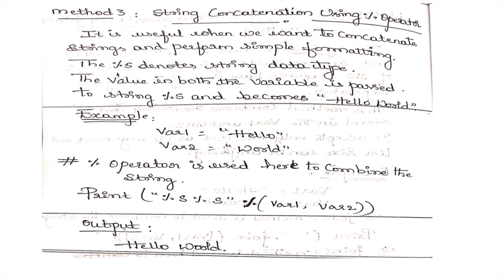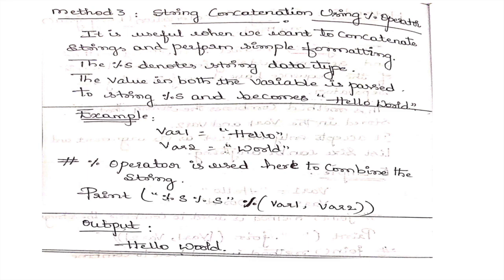Right? For example, here we have to use modulus s. Modulus s means string data type. S stands for string data type. Right? So now I will move to the example. Here, same example I'm considering. Variable one hello, variable two word. This is just a comment. So you have to use the modulus operator. The modulus operator is used here to combine the strings.